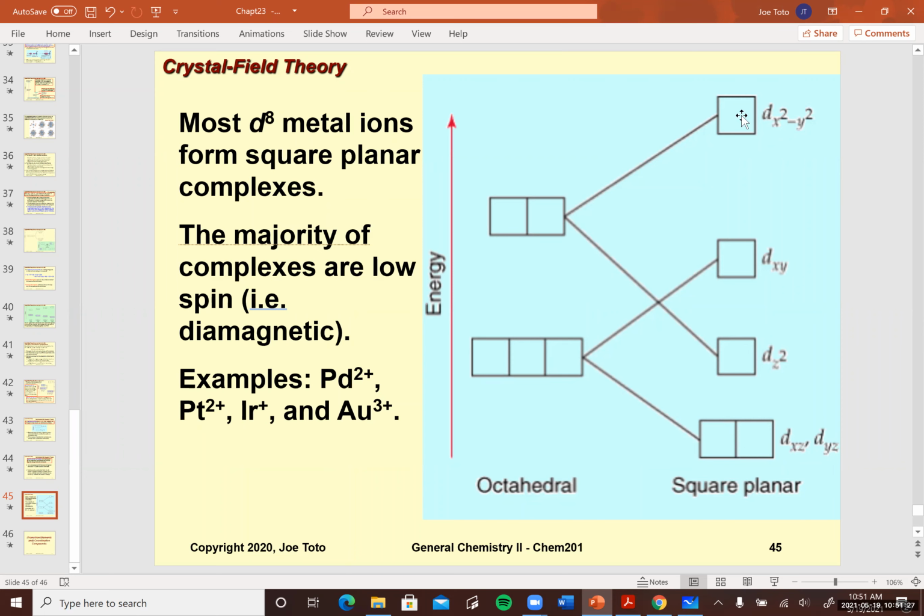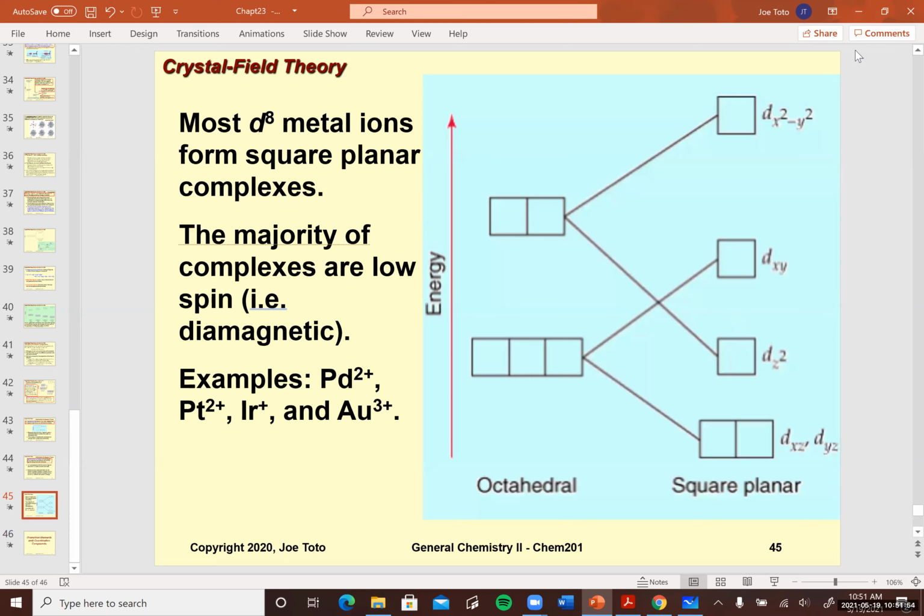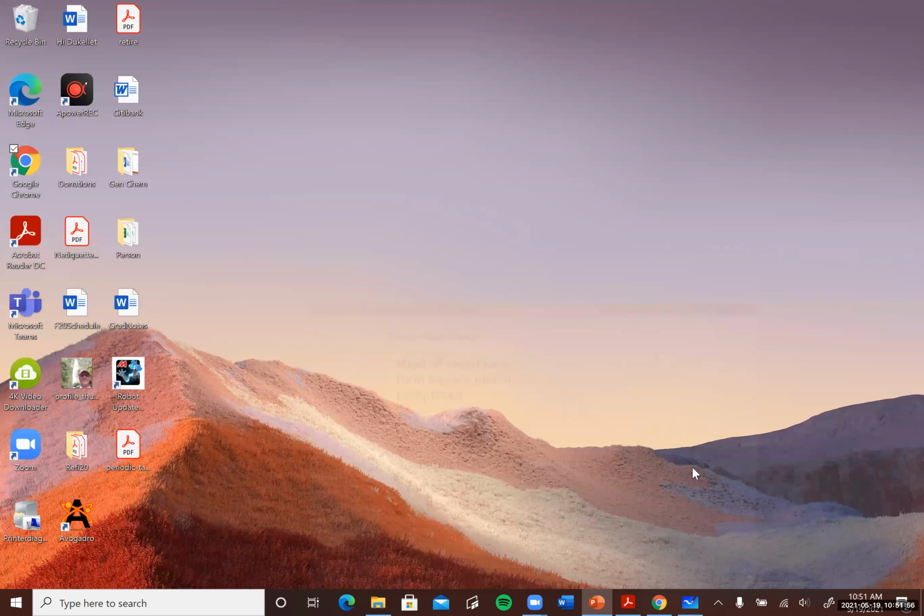So the square planar looks a little more complicated, but like I said, most of your problems will deal with the octahedral field, not so much. I'm not sure if there's any really with the square planar or the tetrahedral. And so that's it. Any questions on the material for this chapter?